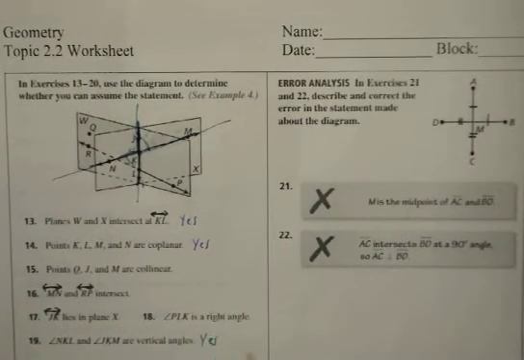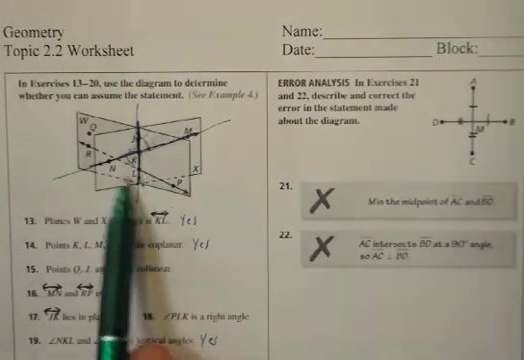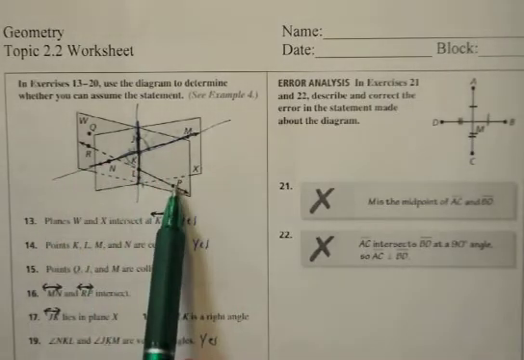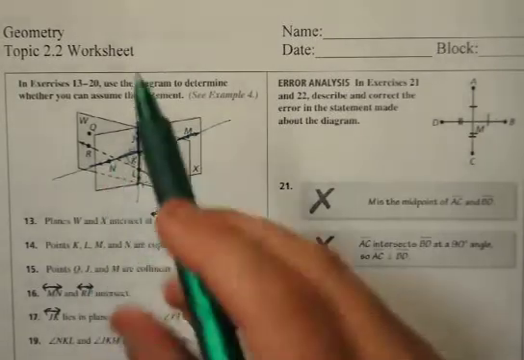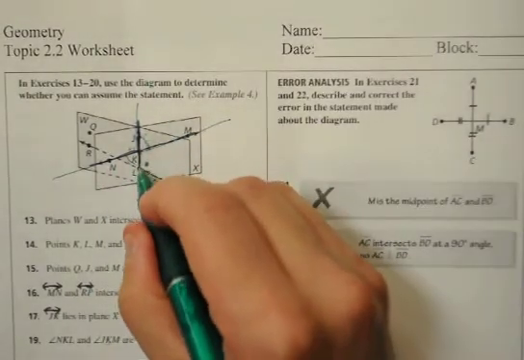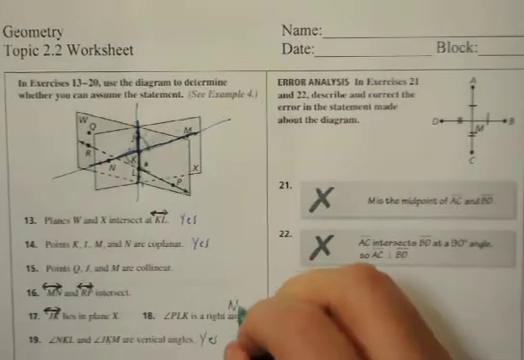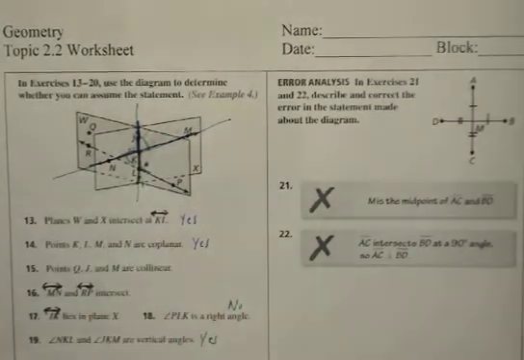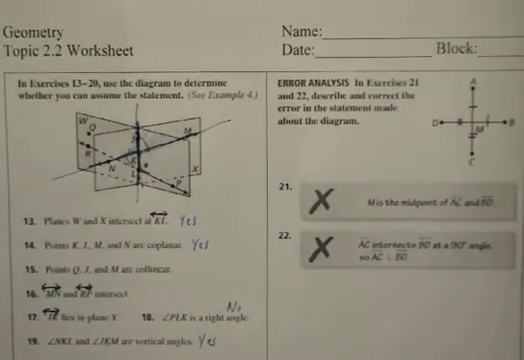Is PLK a right angle? You know what? Do you see any right angle symbols in here? Where's PLK? Is this angle right here a right angle? You cannot make that assumption. Even though it kind of looks like one, can't make that assumption.